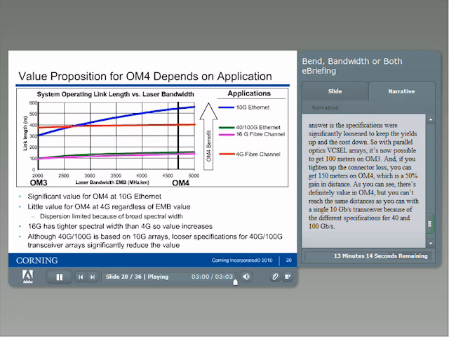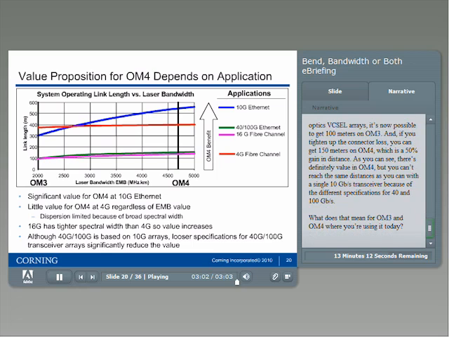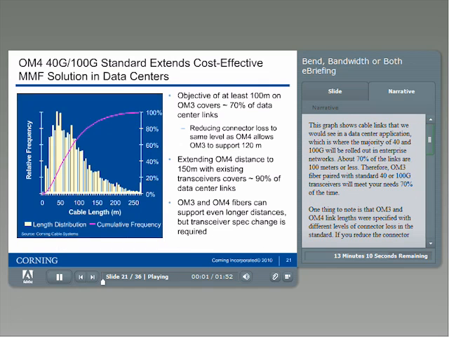What does that mean for OM3 and OM4 where you're using it today? This graph shows cable links that we would see in a data center application, which is where the majority of 40 and 100 gig will be rolled out in enterprise networks. About 70% of the links are 100 meters or less. Therefore, OM3 fiber paired with standard 40 or 100 gig transceivers will meet your needs 70% of the time.